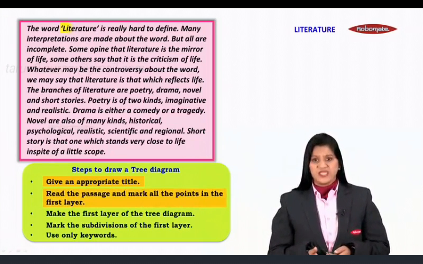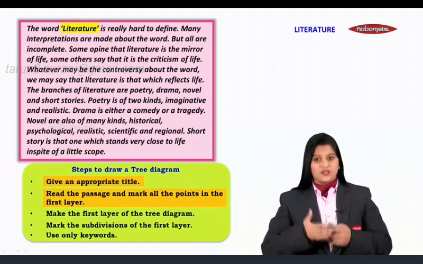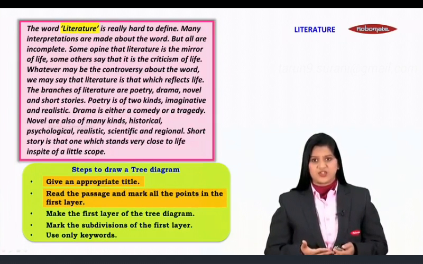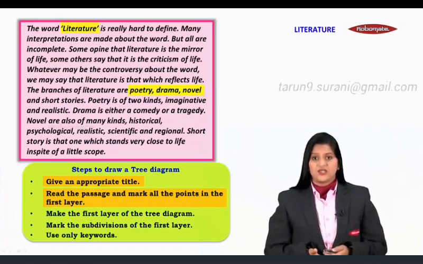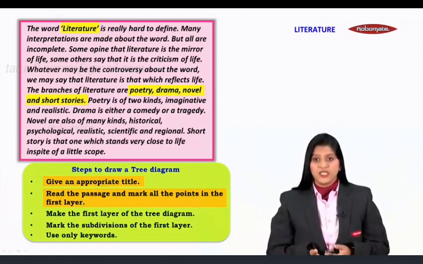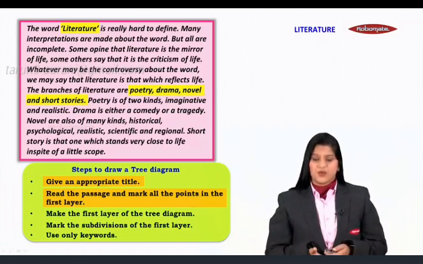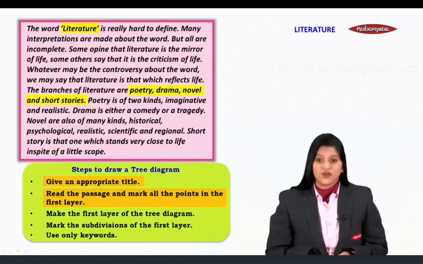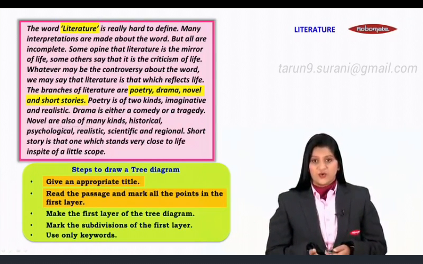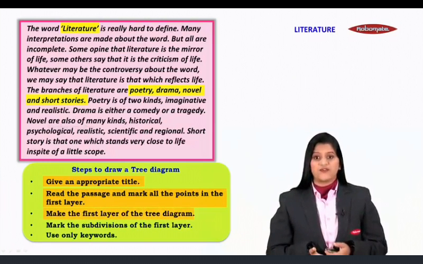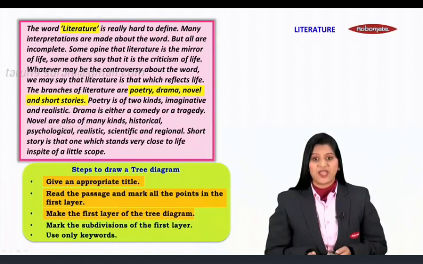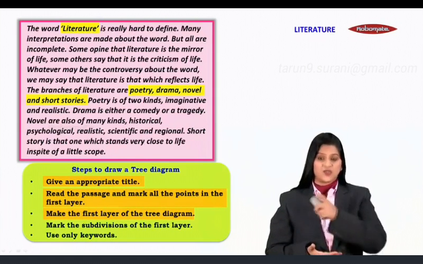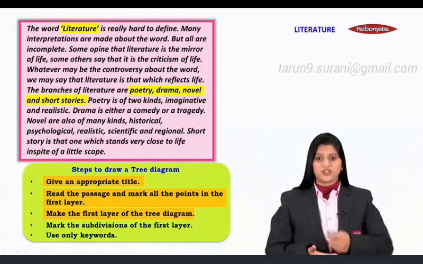Now, what do you mean by that? First of all, the entire paragraph is about literature, so you will have something about different types of literature, okay? Poetry, drama, novel and short stories. Now, this is going to be your first layer. So, now put all this in the form of the first layer. Mark the first layer of the tree diagram, okay? This is what you've done, poetry, drama, novel, short stories.